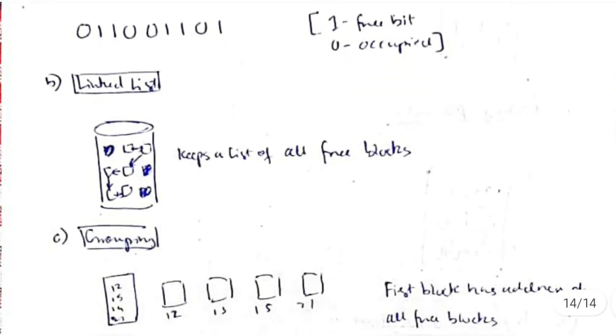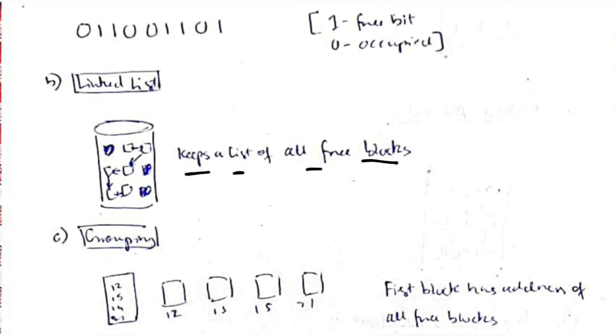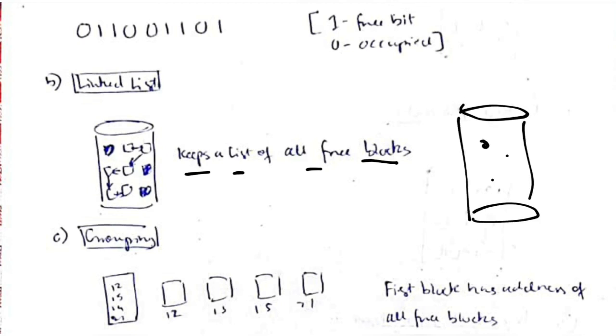And second one is linked list. It's the same as the previous one, but in this case it keeps a list of all free blocks. In the previous case, the memory addresses of the allocated blocks were pointed out by the linked list, meaning how much data is in which parts, those will be connected. In this, the connections will be between the list of all free blocks. Okay, so this is the second one.